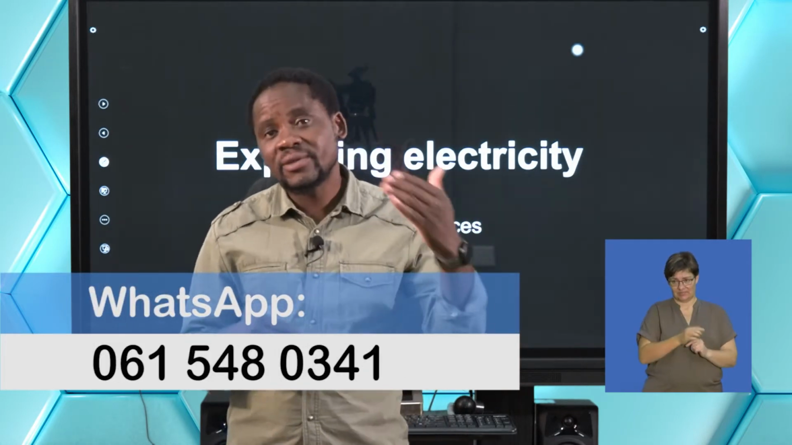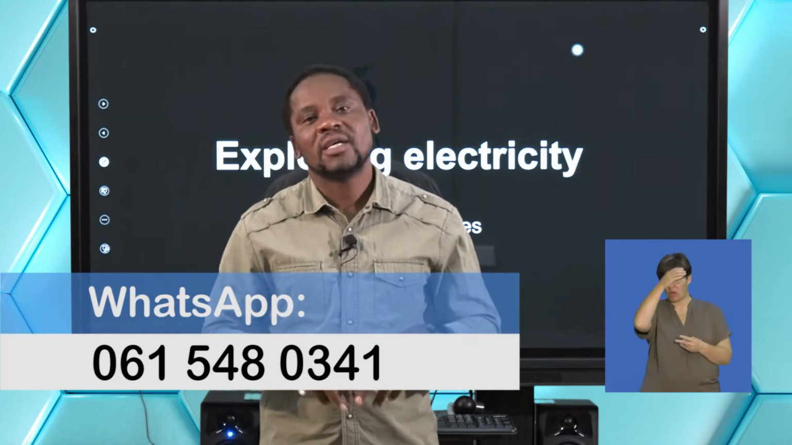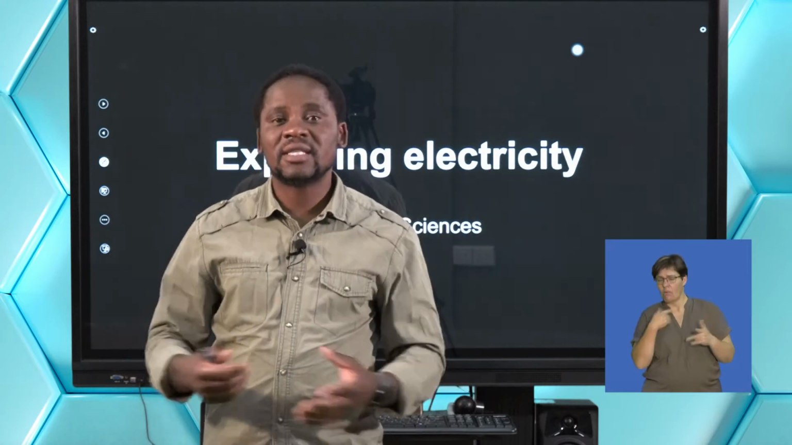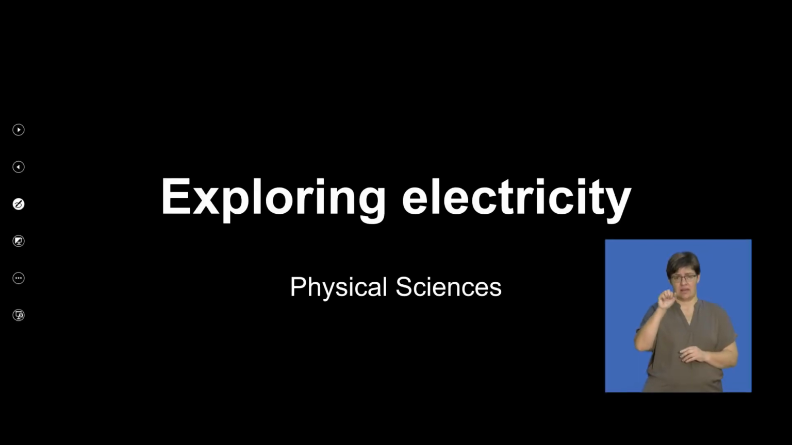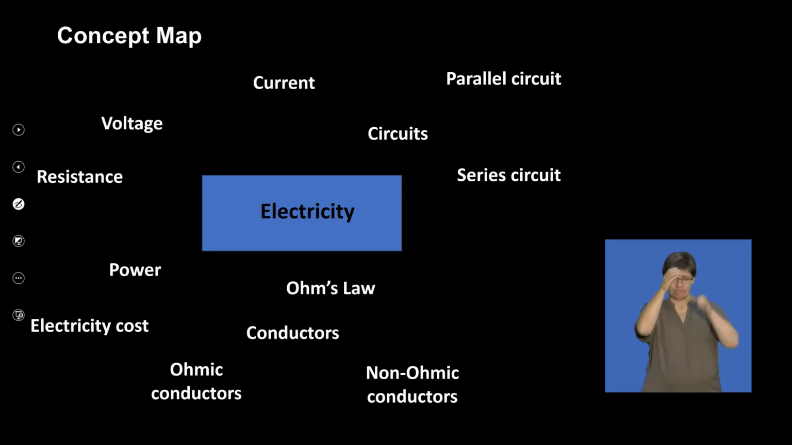But also leading to that, there are some concepts in as far as series and parallel circuits. We'll also look at the relationships that exist between potential difference and current, and ultimately decide whether a particular type of material is an ohmic or a non-ohmic conductor. Right. So without any waste of time, let's look at the concept map involved.